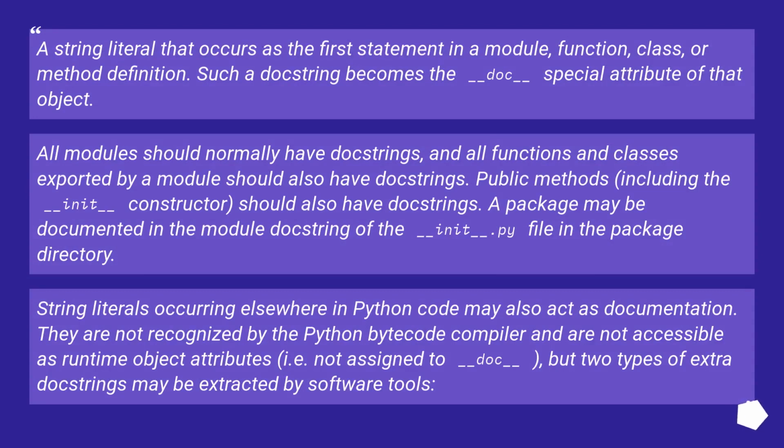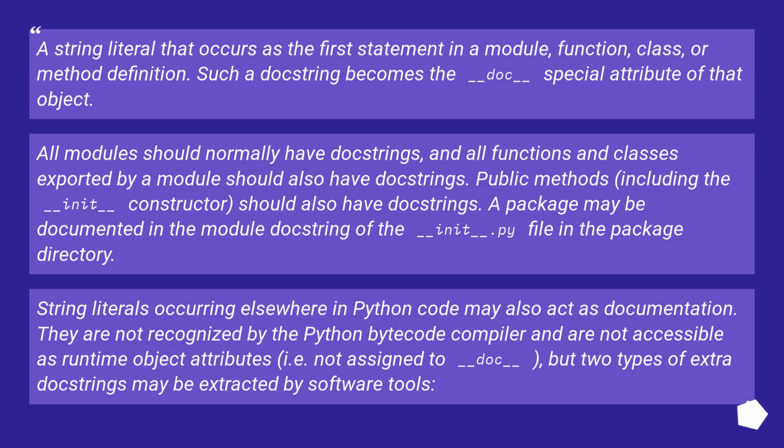A string literal that occurs as the first statement in a module, function, class, or method definition. Such a docstring becomes the __doc__ special attribute of that object. All modules should normally have docstrings, and all functions and classes exported by a module should also have docstrings. Public methods, including the __init__ constructor, should also have docstrings. A package may be documented in the module docstring of the __init__.py file in the package directory. String literals occurring elsewhere in Python code may also act as documentation.